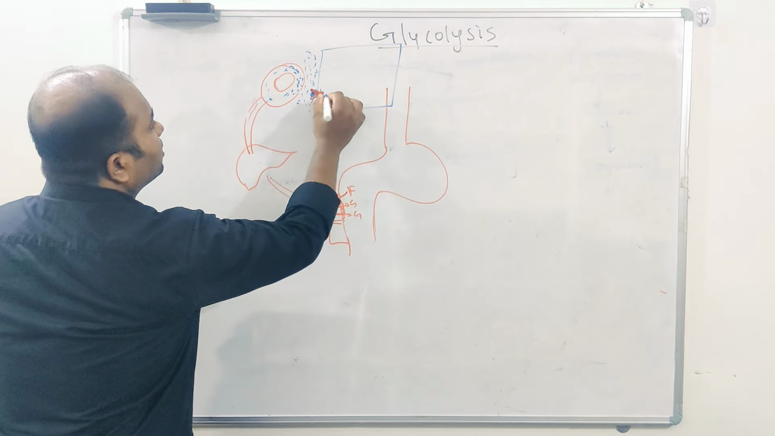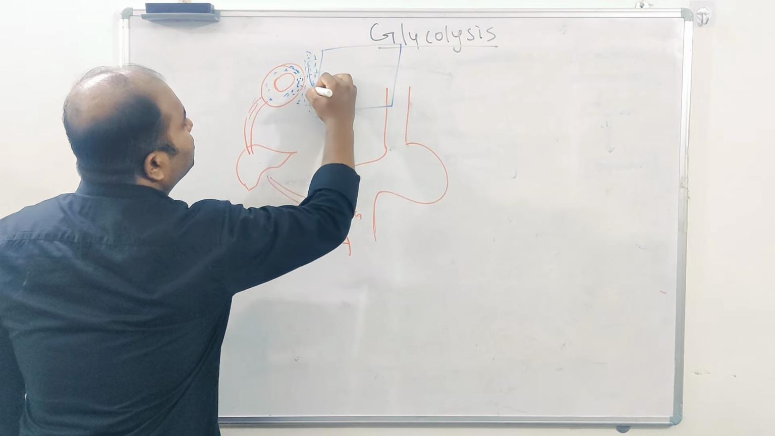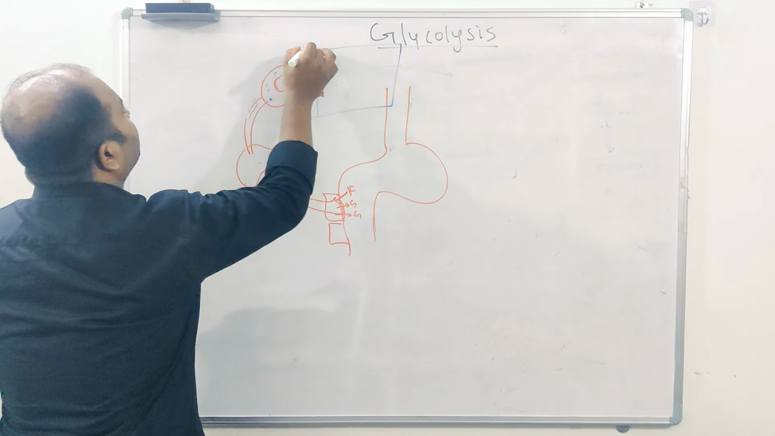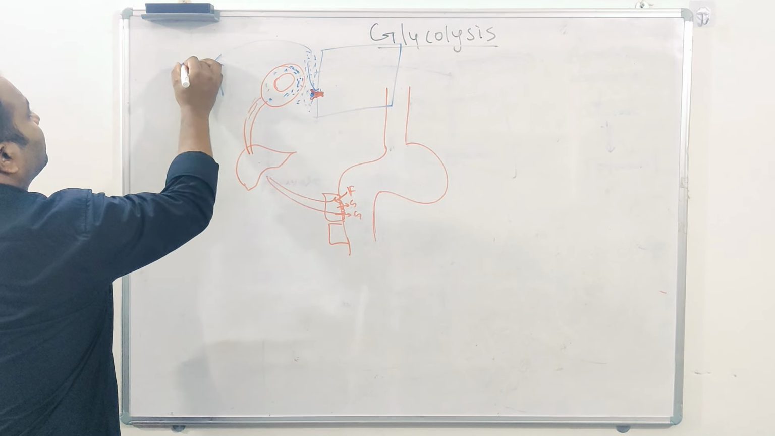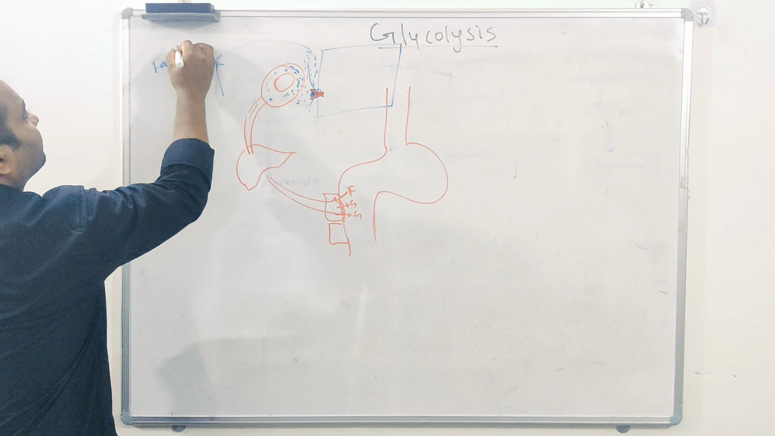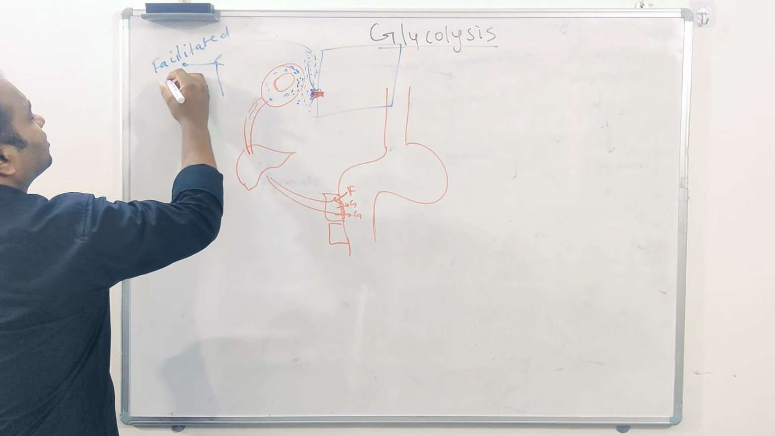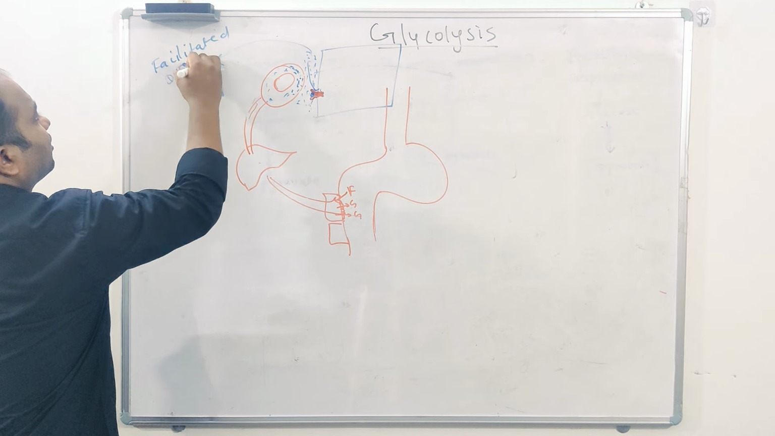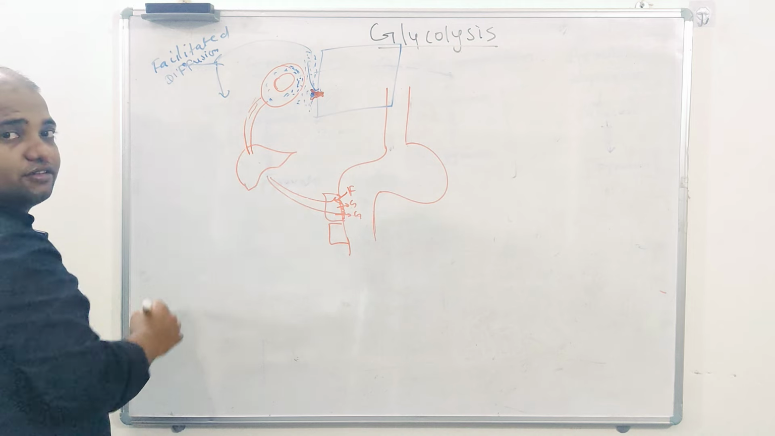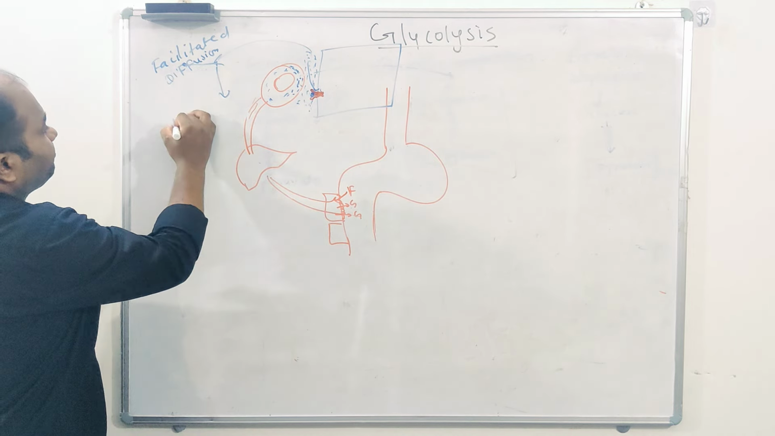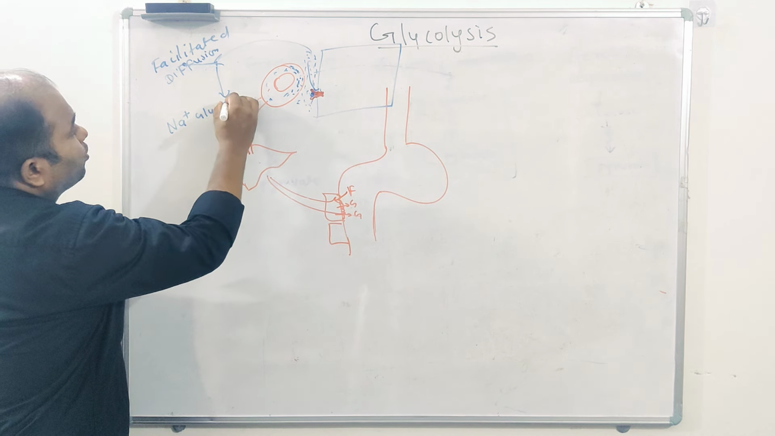I can put here that there are two ways how glucose should move. One is through facilitated diffusion, and the other is through the sodium glucose cotransporter.